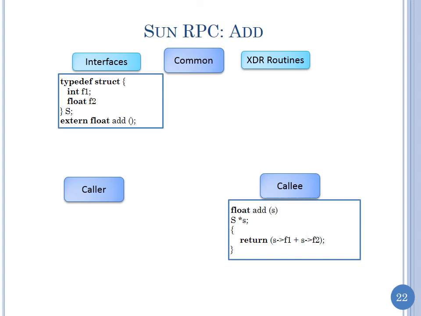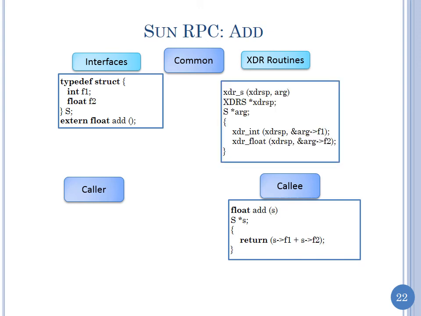So this is my struct definition, and I'm saying this add takes an int as the first argument and a float as the second argument. Okay, and returns a float. So that's my common interface. Here's my XDR routines. Okay, so I need to go and send this S out. I want to receive S back. And you see, I've written one piece of code to do both.